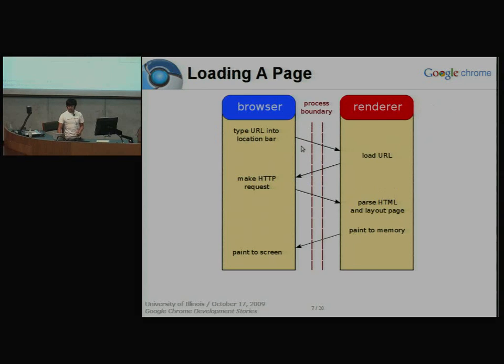Each of these lines represents an IPC message. Each of these lines represents a message that the browser is sending to the renderer, or the renderer is sending to the browser. The browser can at any time send a message to the renderer that says, load this URL. The renderer can at any time send a message back to the browser that says, okay, to render this page, I need this image. Can you please download it for me? And so forth. And so each of these lines represents one of these predefined messages.